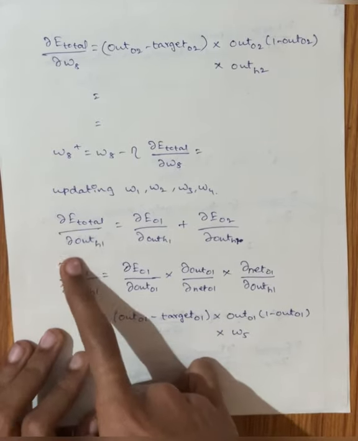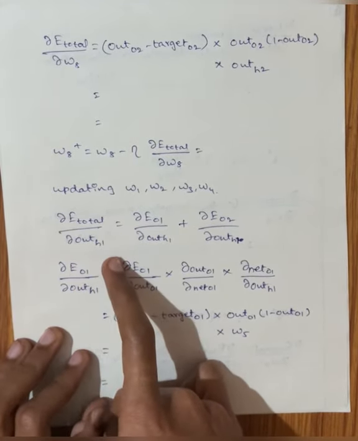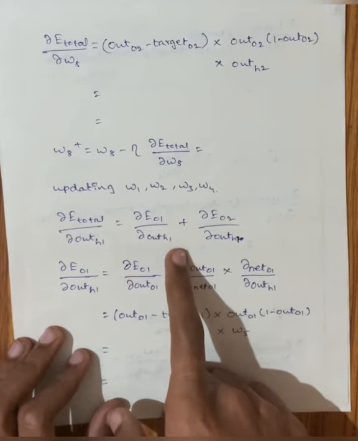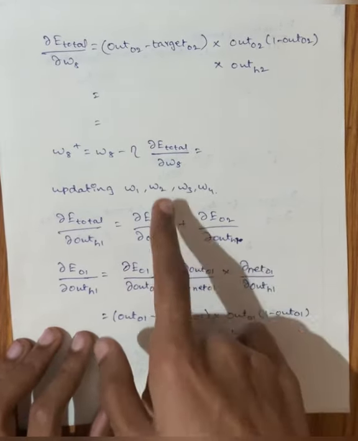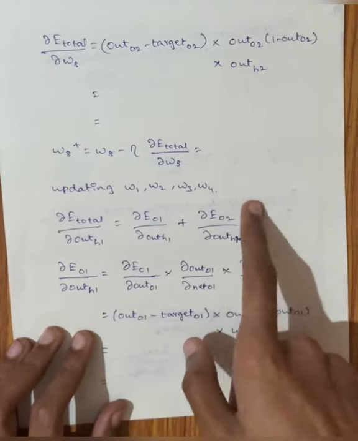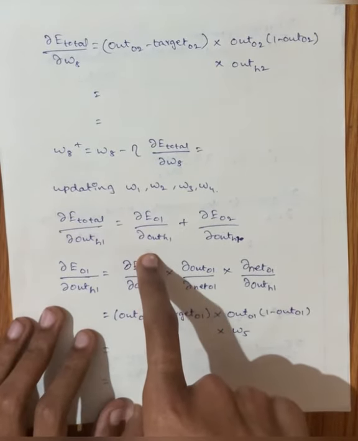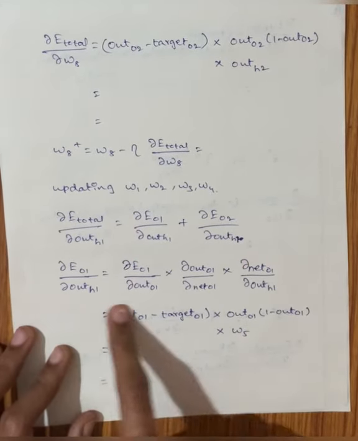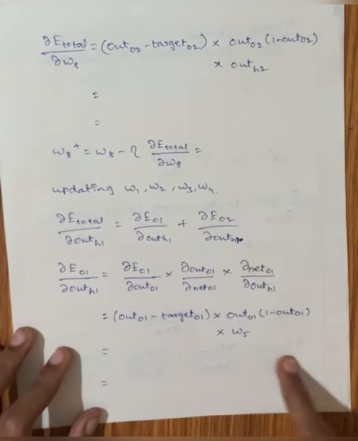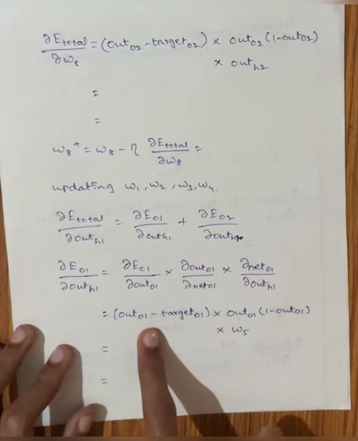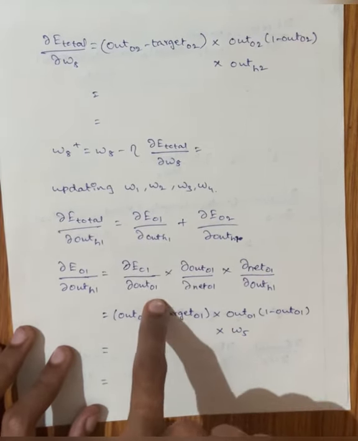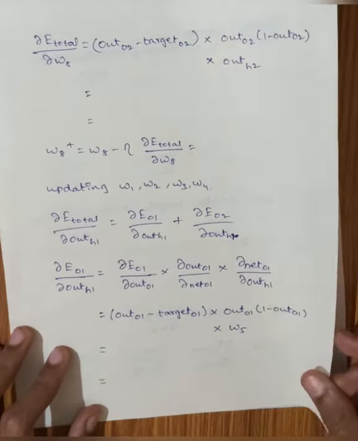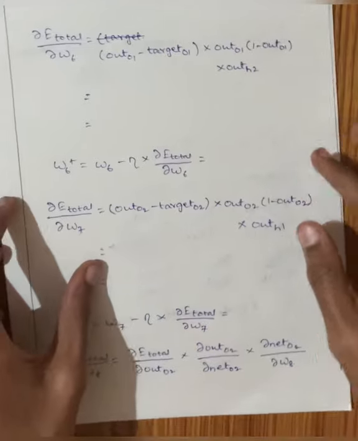Initially we will take ∂E_total/∂out H1. It means ∂E_O1/∂out H1 plus ∂E_O2/∂out H1. We are taking error 1 and error 2 and taking the partial differentiation with respect to out H1. So this will be the formula. You can note down this formula. It is derived from the process ∂E1/∂out O1, ∂out O1/∂net O1, ∂net O1/∂out H1. So the same procedure is continued.